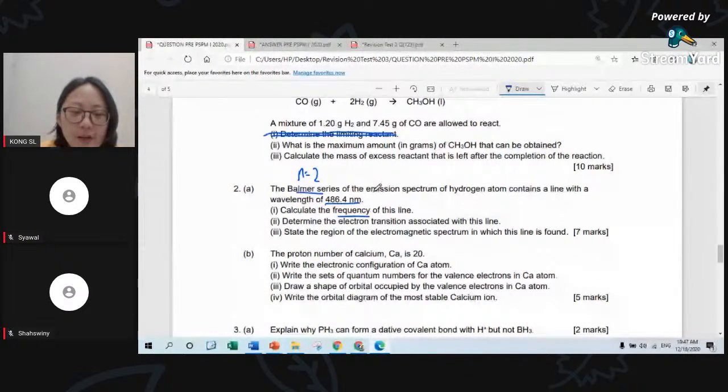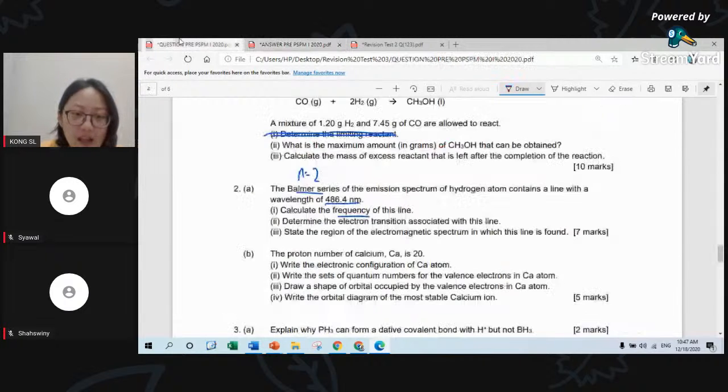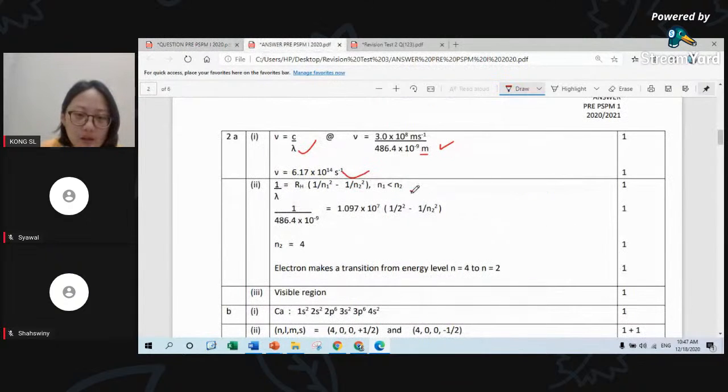Okay, thank you Shawa. The emission spectrum of hydrogen atom contain a line with a wavelength. Okay, calculate frequency. Frequency just like this. It's not related with Balmer, but next, determine the electron transition associated with this line. This one you have to know. And Balmer is n equal to 2. Okay, so formula, substitution, final answer with unit, conclusion.